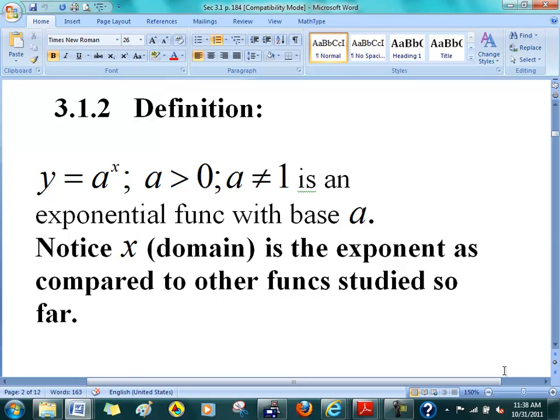Which is very different from polynomial functions that we studied, right? Remember the polynomial functions we studied were always something like x to the 3 plus 2x squared minus x plus 3. In other words, the x was not the exponent. On the contrary, it was the base. Okay? Here, things have been reversed. You guys all right on this?